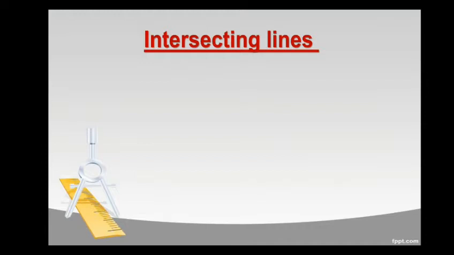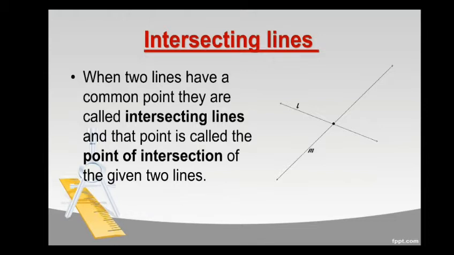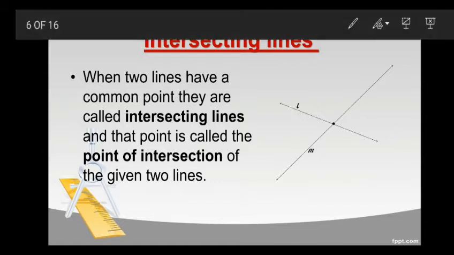Now we'll see what an intersecting line is. If we have two lines L and M meeting at a point, that point is called the point of intersection. When two lines have a common point, they are called intersecting lines, and that common point is called the point of intersection of the given two lines.